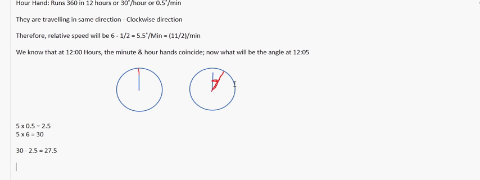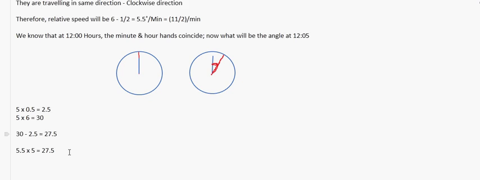This could have been directly achieved by using the relative speed concept, right? So the relative speed of minute and hour hand is 5.5 and the time is 5 minutes, right? So this would be 27.5. So this is the utility of the relative speed concept. We right away subtracted the speeds because they are traveling in the same direction and utilized it to find the angle between them at any point of time, right?